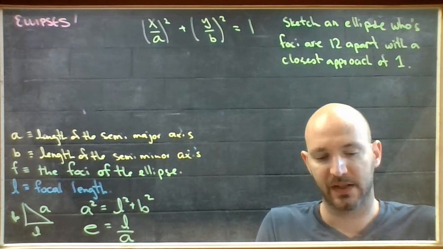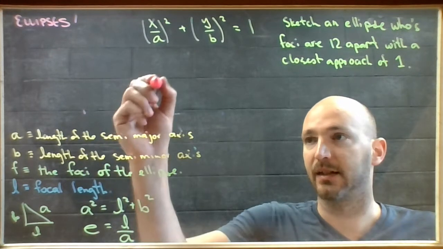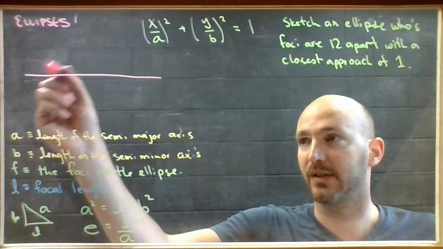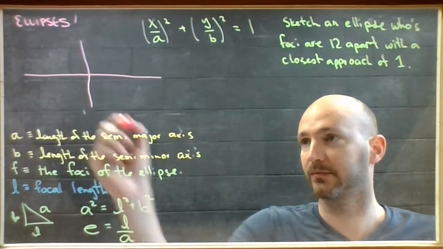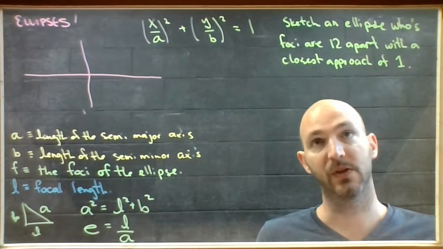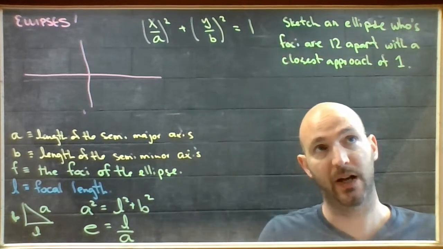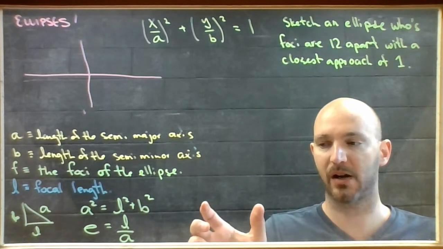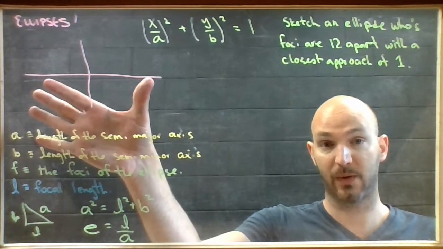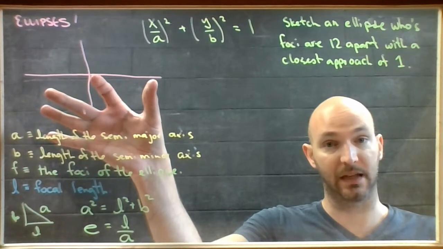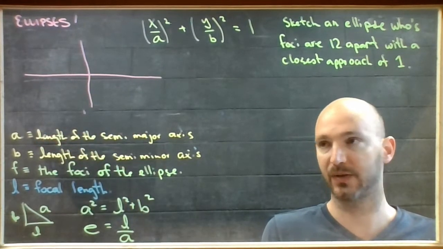So if I were to sketch this on an axis, here we go. There's a center here somewhere. The first thing I have is that the foci are 12 apart. So if they're 12 apart, this is 12, then halfway would be 6. So I'm going to need to draw those foci at 6.